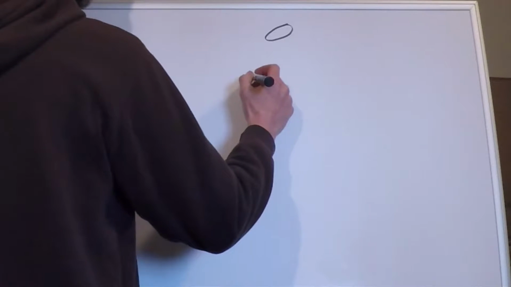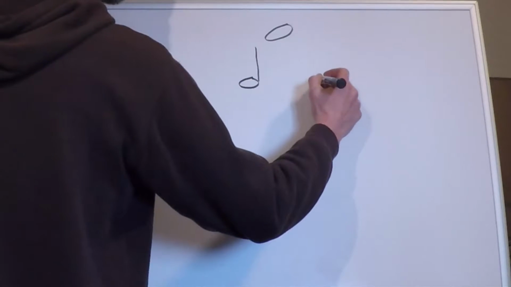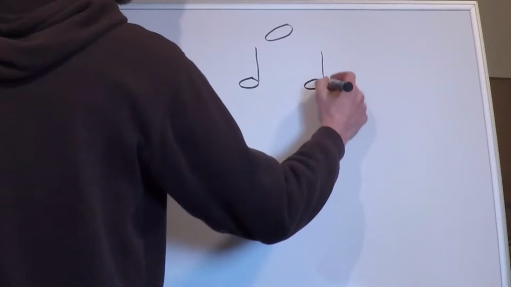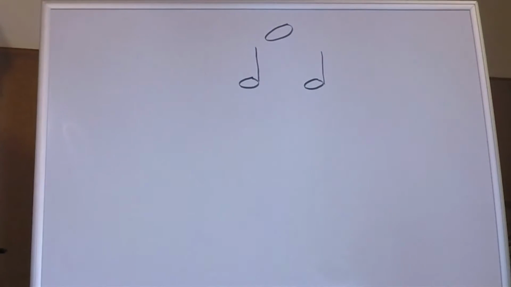Now every note can be subdivided. The next note, which is the subdivision of the whole note, is called a half note. It's an open note like that, but with a stem. It takes two half notes to equal a whole note.